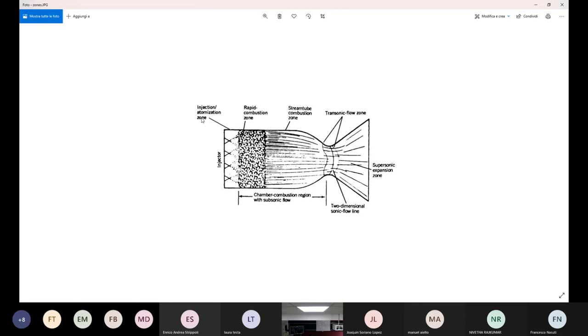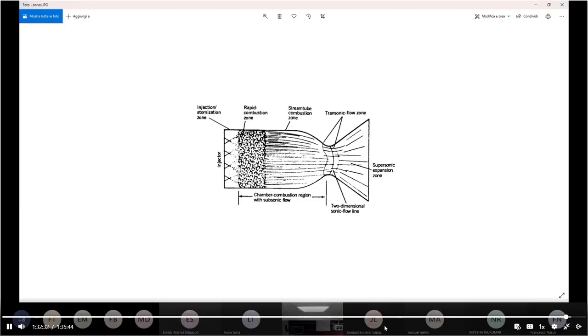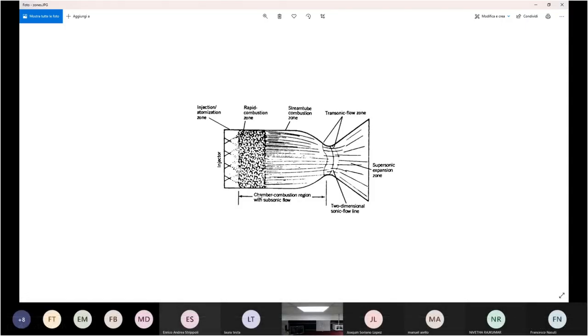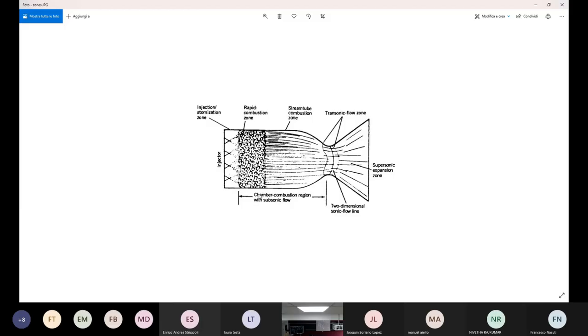The second part is that once you have metered, injected, atomized, mixed propellants, they will react. So here there is a reaction which is rather quick. Here you see a large region, but actually this can be very short in space, because we have combustion reactions, which are typically characterized by small characteristic times. So they are very quick and they will be realized in a short space.